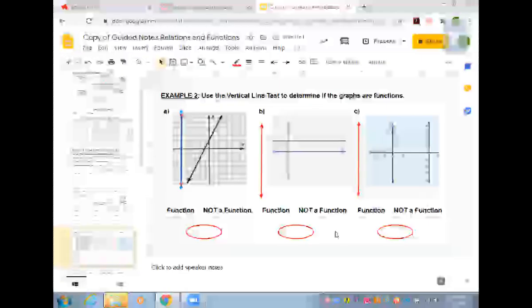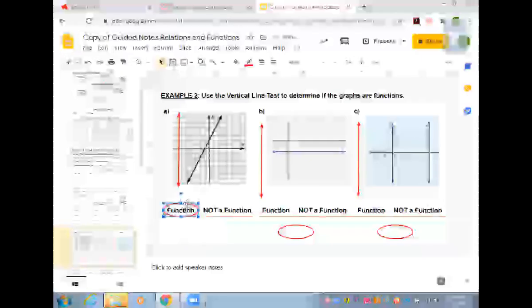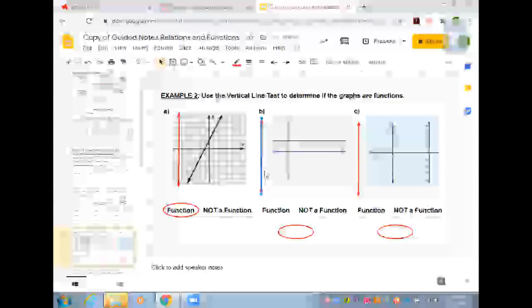I've got my vertical line here selected. Like I said, I'm using my arrow keys. I'm going to take it across. You tell me, does it ever hit that line twice at the same time? Did it ever happen? I can move it back. No. So is that function or not a function? That's a function. All right, let's take our next one.